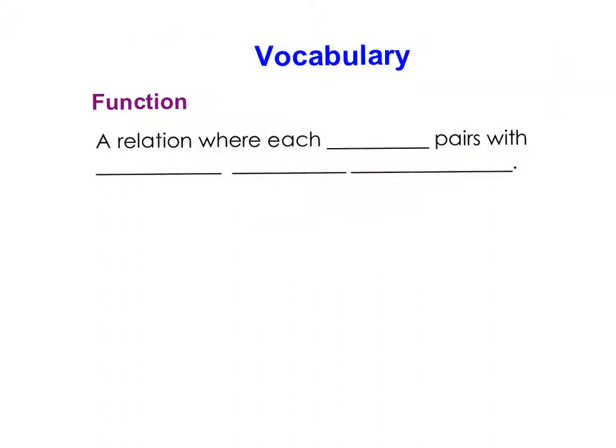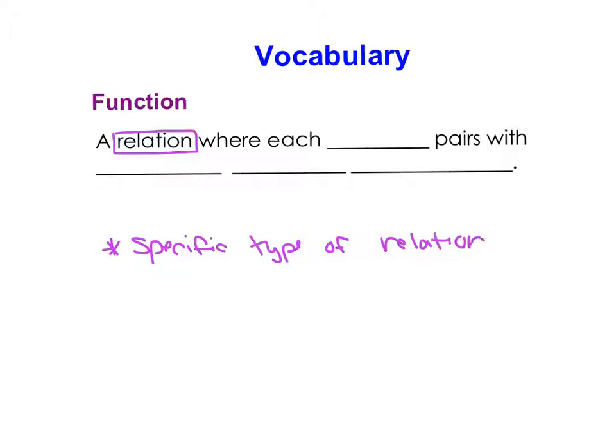So what we're going to do now is we're going to use that definition of relation and expand it to discuss what a function is. So a function is a relation. This is why we have to know the word relation first, because a function is a type of relation. But essentially it's a specific type of relation. And we're going to talk about what that is.